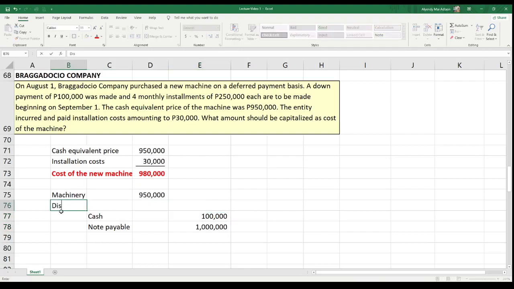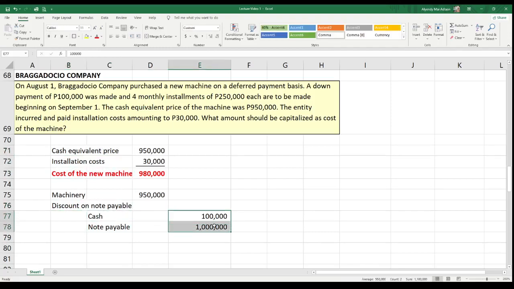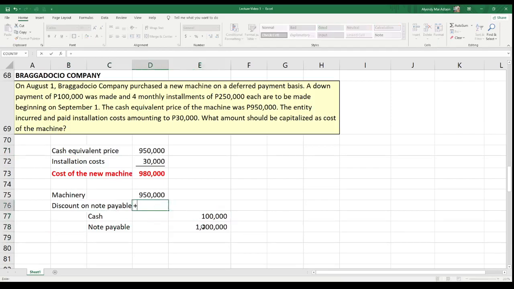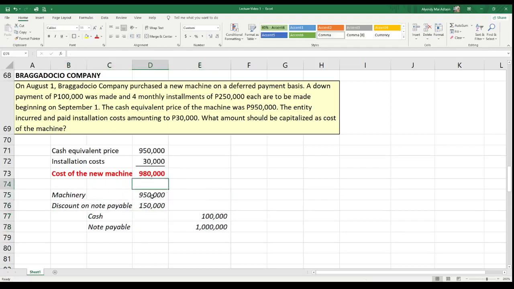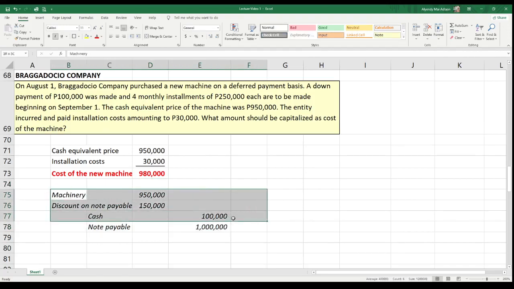Okay, so how much is the discount on note payable? Actually, the discount on note payable is the installment price minus the cash price. So, what is the installment price? Isn't the total the installment price? So, 1 million plus 100,000. So, 1.1 million is the installment price. And the cash price is 950,000. So, therefore, the discount is 150,000. Okay? So, that's it. Actually, this is not needed in the problem anymore.